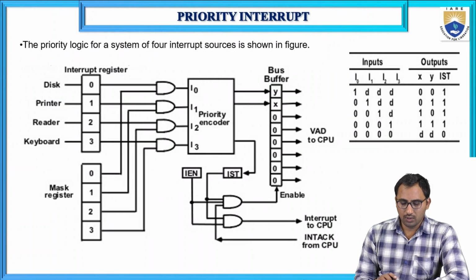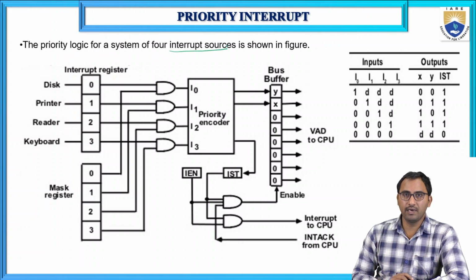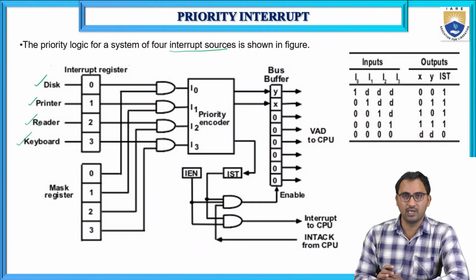Okay, so you can understand this with this diagram. So the priority logic for a system with 4 interrupt sources. Here we are connecting 4 interrupting sources. One is the disk, the second is the printer, then the reader, and the keyboard. So these are the 4 IO devices that we are connecting.